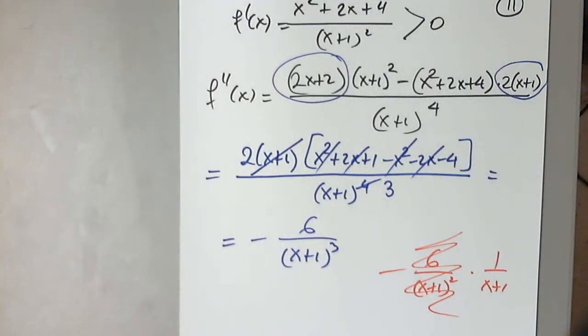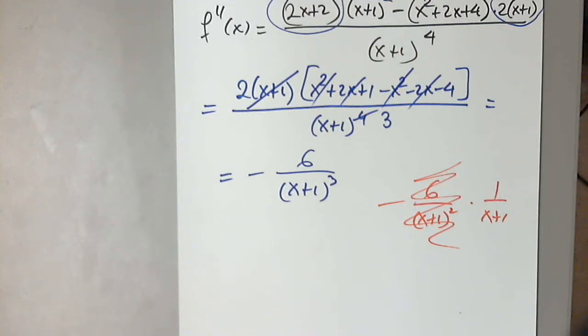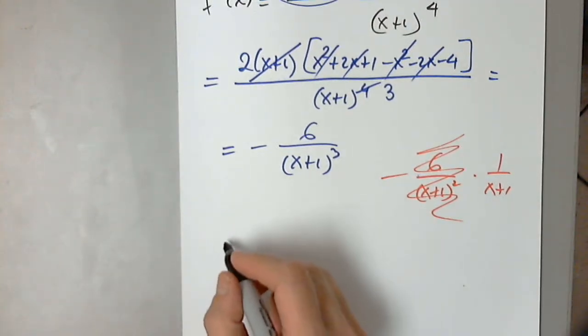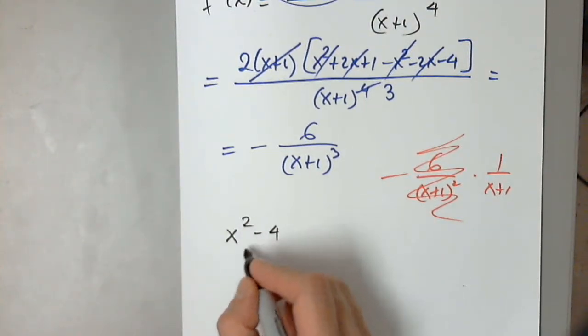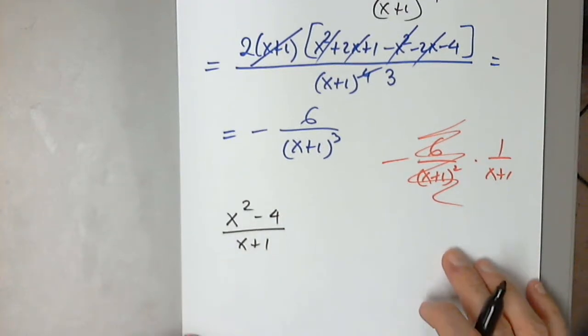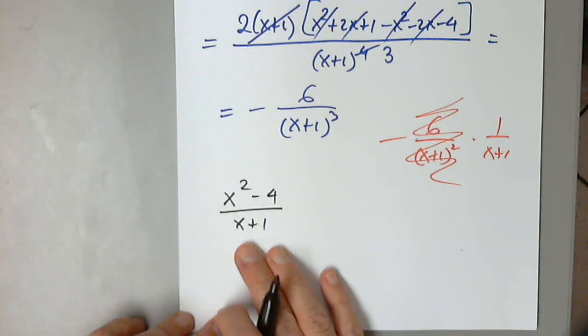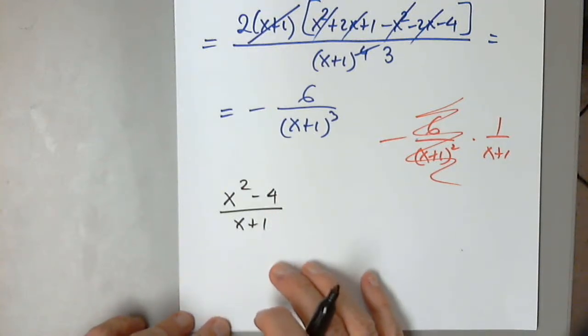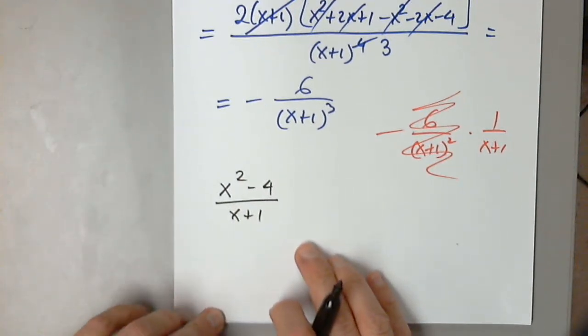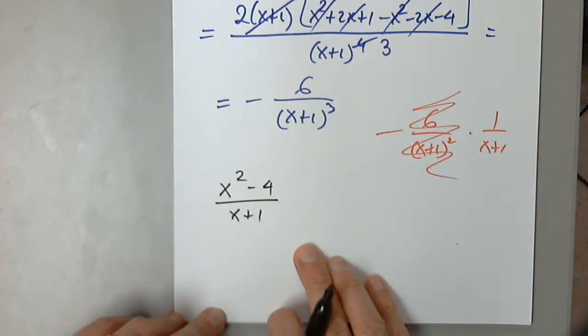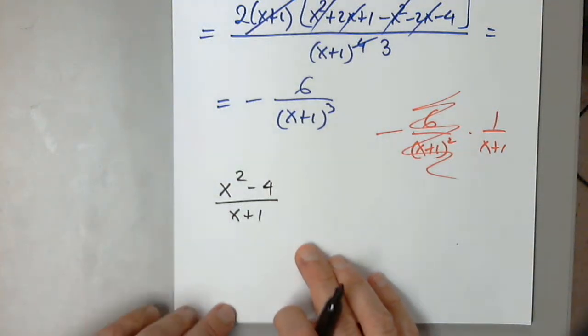One more step. I hope you agree that x squared minus 4 divided by x plus 1, I can use, in this case, the synthetic division to divide, or I can use the long division. What would you like? Long division? Yes? Okay.